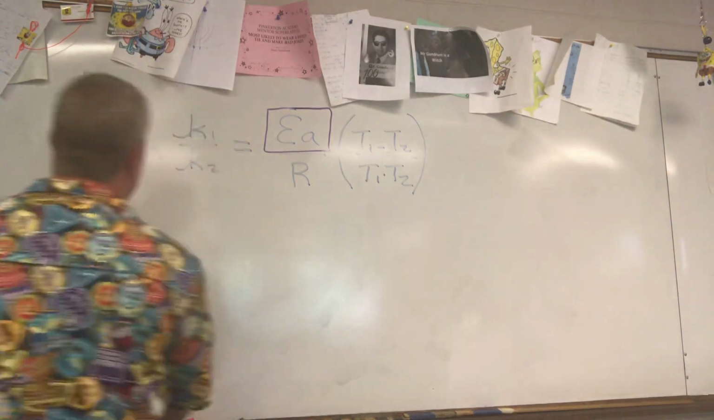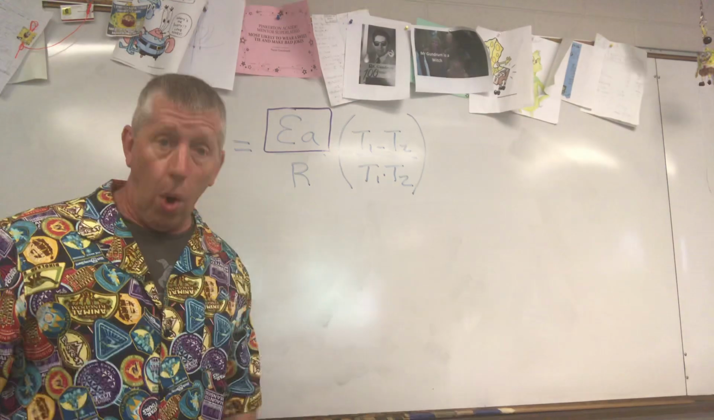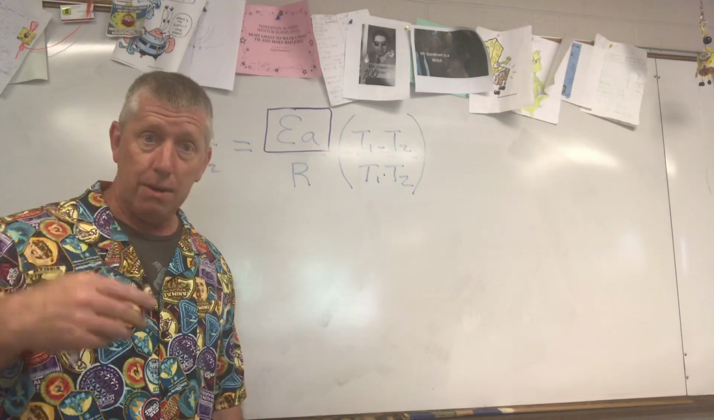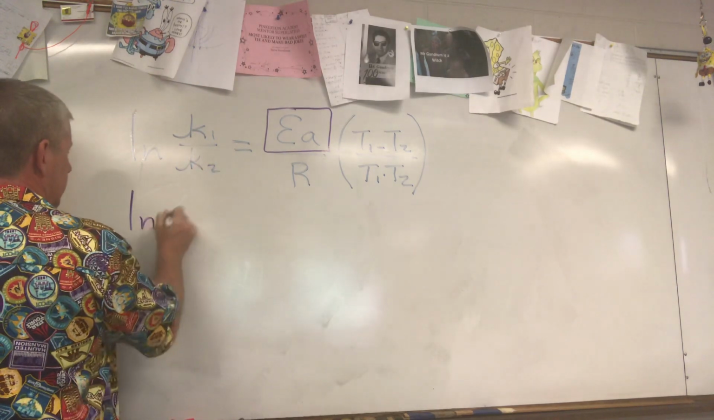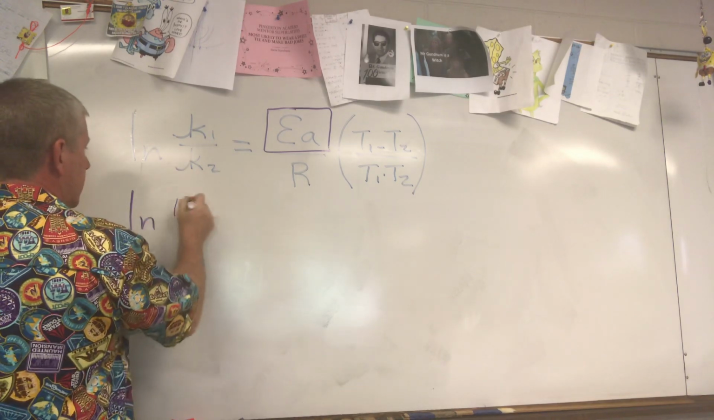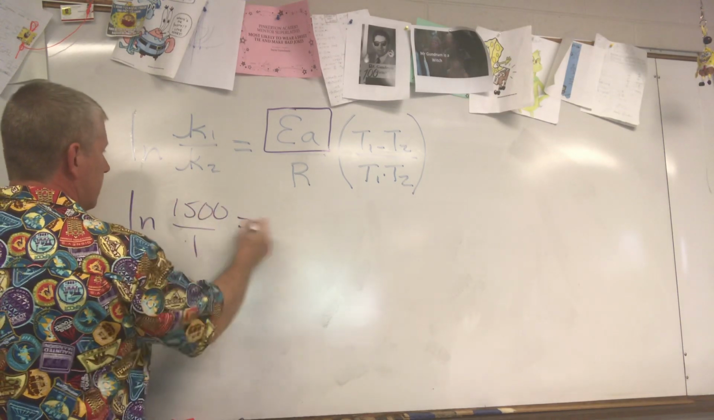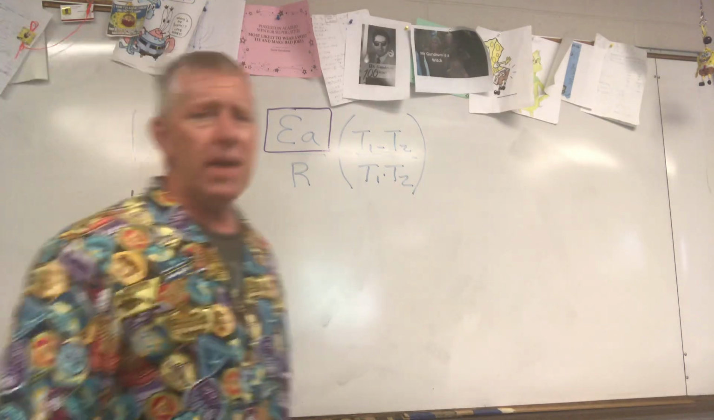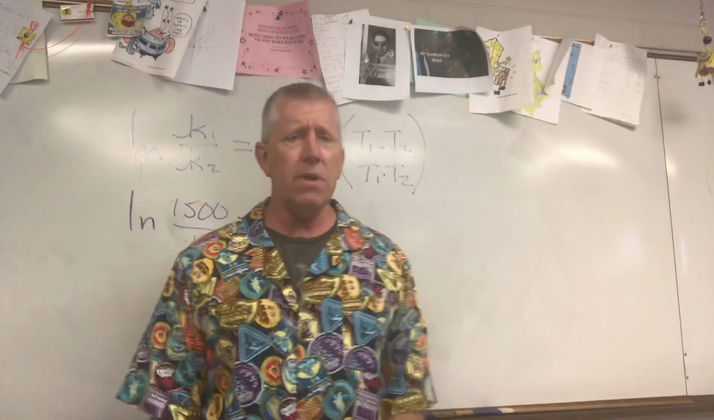So what does that mean? That means I have K values. One is 1,500 times greater than the other one. Put them in. Ln of K2 over K1 equals Ln of 1,500 to 1. It's 1,500 times greater. Well, what if the K value isn't 1,500? What if the K value is 3,000? Well, 1,500 times greater would be 3,000 to 2. It doesn't matter what they are.